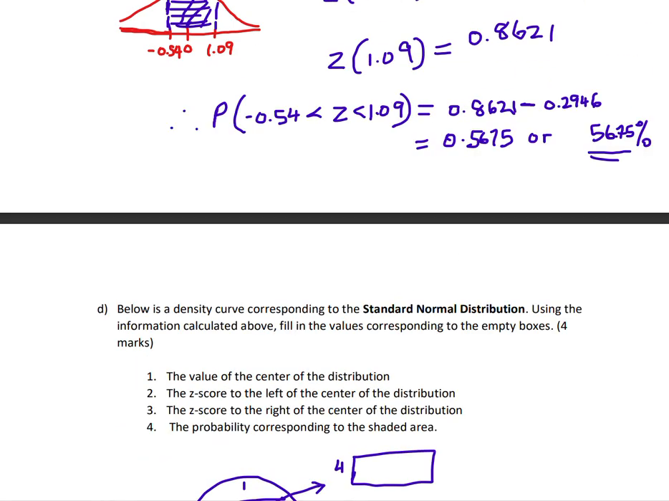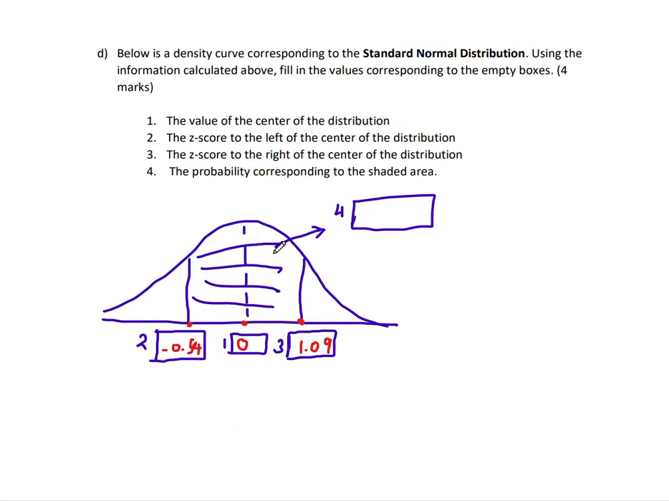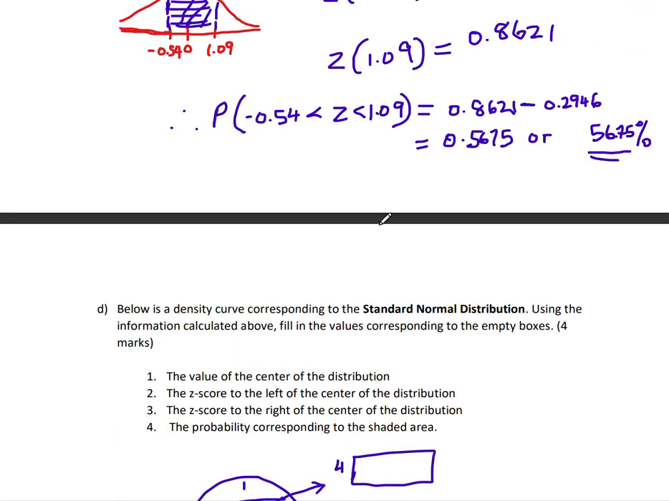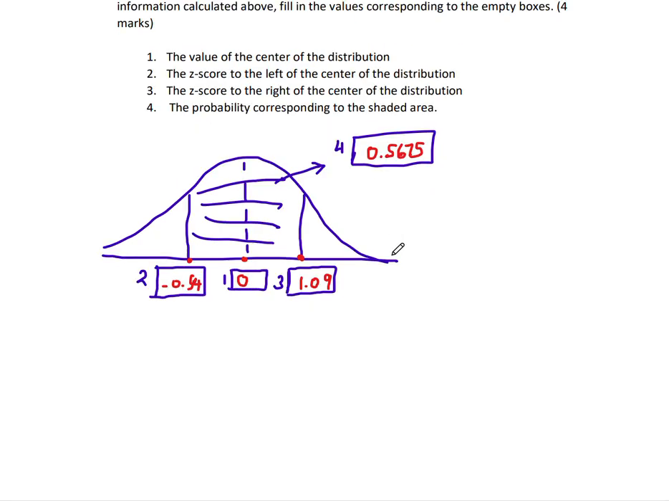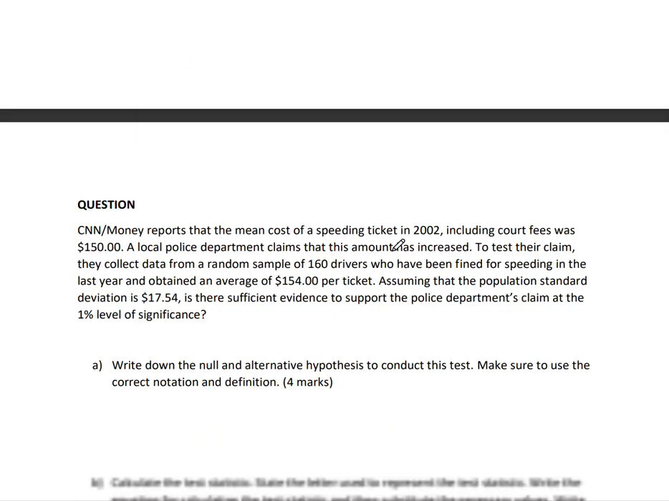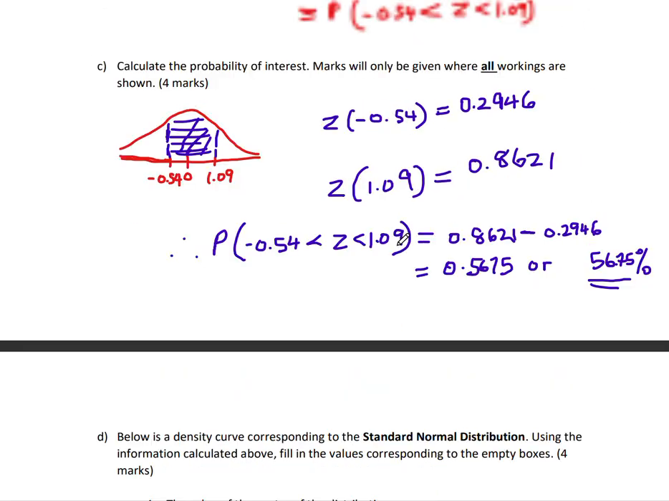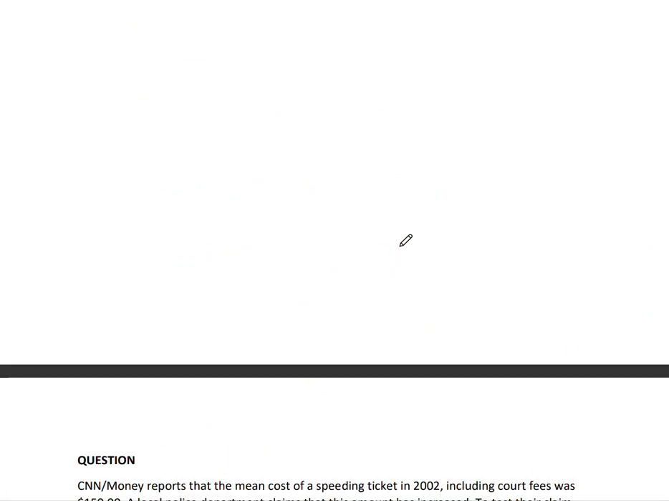And the probability that we worked out, 0.5675, is the probability of the entire area between negative 0.54 and 1.09. So we'll put 0.5675 here. Awesome. And that is how this is done. So that takes care of the first question on normal probability distribution.